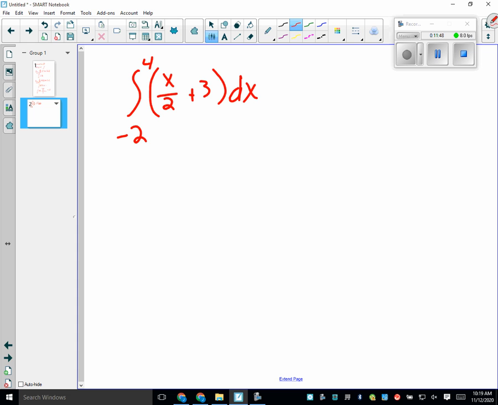Okay, to find this value, I'm going to graph it. I'm going to say this is not going to be a rectangle, probably. Okay? So at negative 2, isn't it 2?